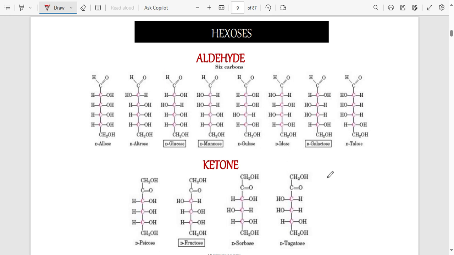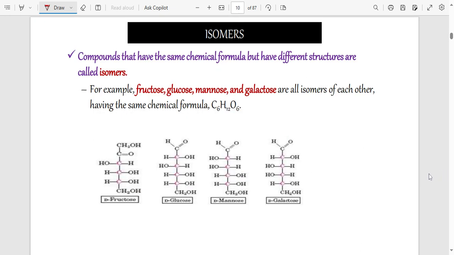You also have hexose sugars. Hexose sugars, these guys have got 6 carbons. You can see we have got aldehyde examples: allose, altrose, glucose. So these ones which have been encircled are the big ones. At least you need to be able to know glucose, mannose, and galactose. On the ketones, you have got psicose, fructose, sorbose, tagatose. But the most important one on the ketone is fructose. At least you need to know this one, okay? So those are hexoses.